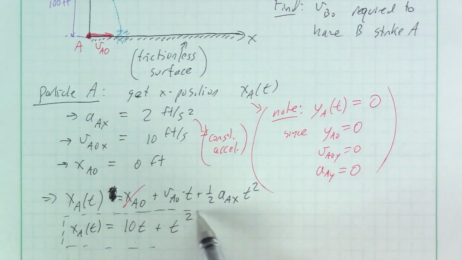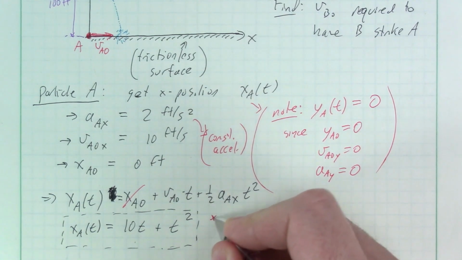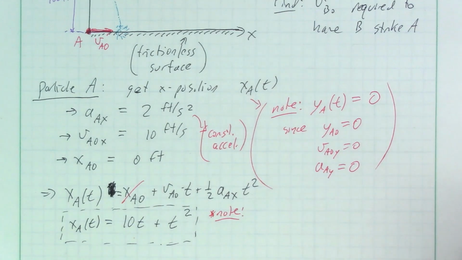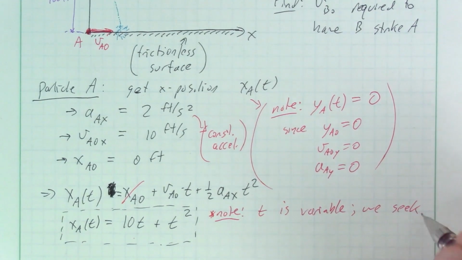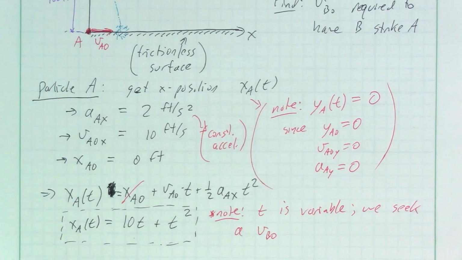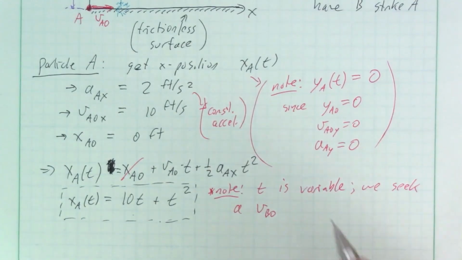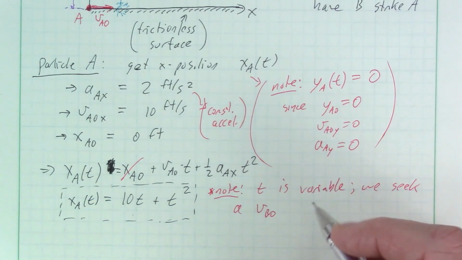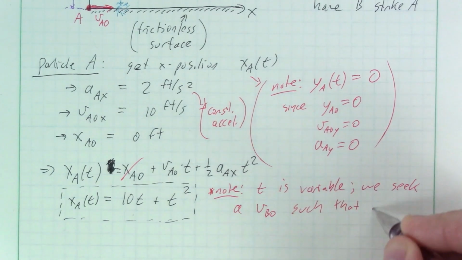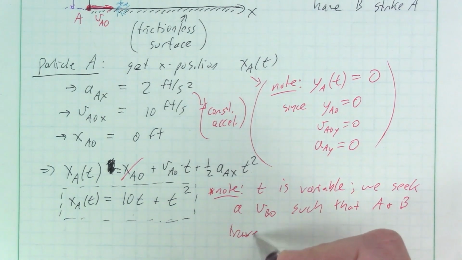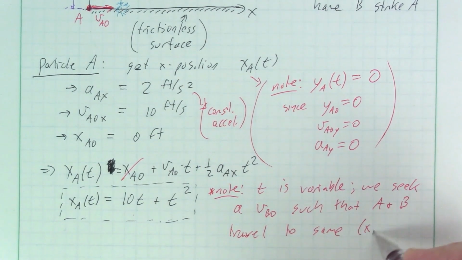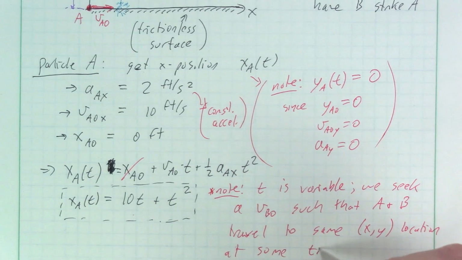Okay, now I already verbalized this, but let's write down what we're actually doing, so we have it on the page. t in this case is a variable. What we'd like to do is seek a v_B0, the magnitude of the initial velocity vector for the B particle, such that A and B travel to the same x, y location at some time t star.